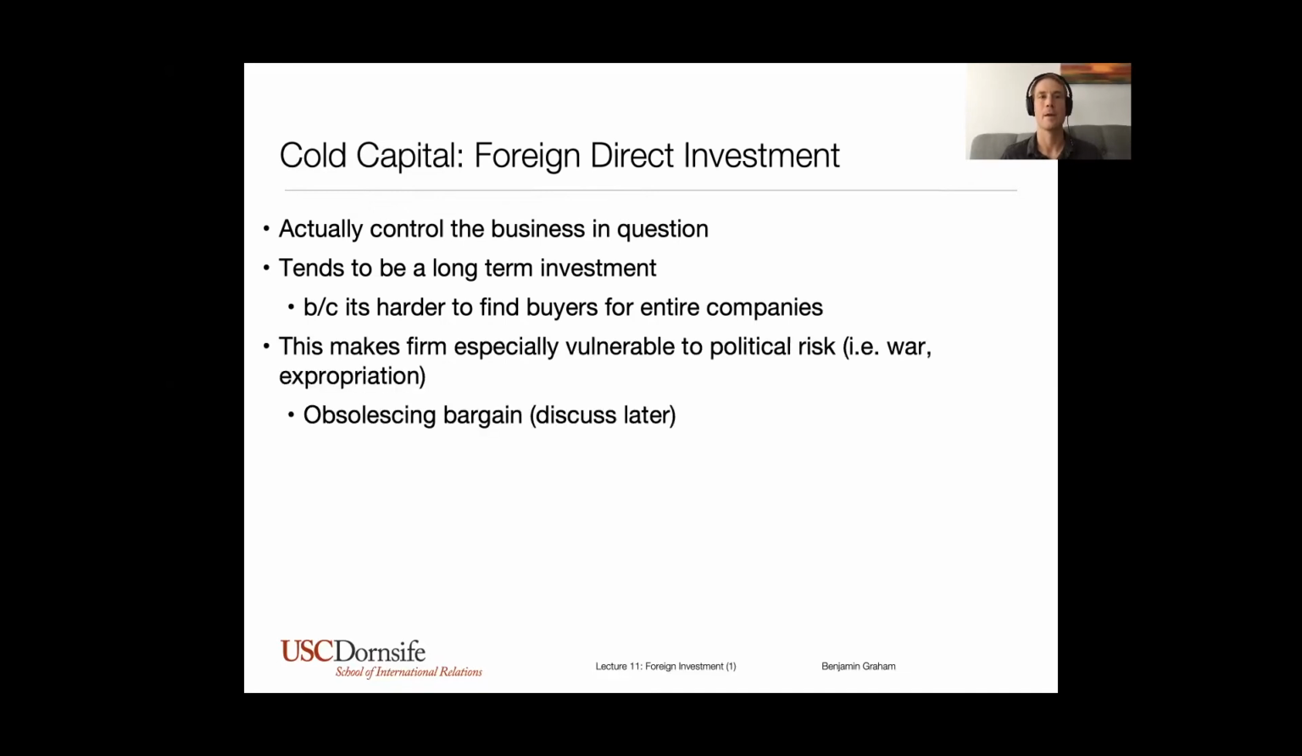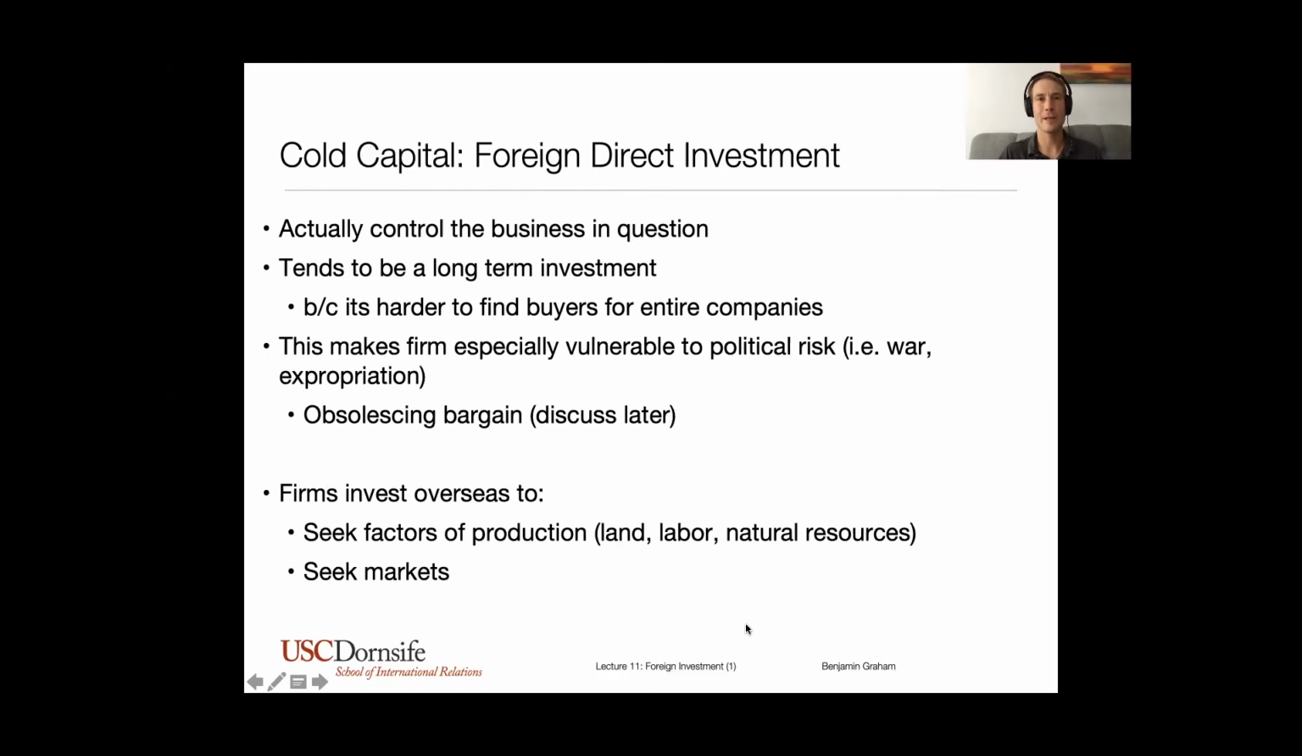Okay. However, the long-term nature of the investment, and particularly that difficulty of finding other buyers, makes firms particularly vulnerable to a lot of political risks, right? Over time, changes in the politics of the country you invested in that might harm the value of your investment. And we'll talk in particular about a phenomenon called the obsolescing bargain, which is coming up. We'll run through in some detail how different types of political risk work, and we'll do that in the second lecture in this little module.